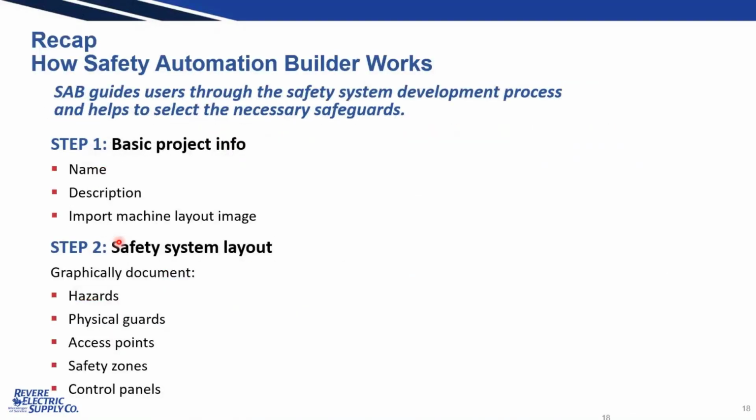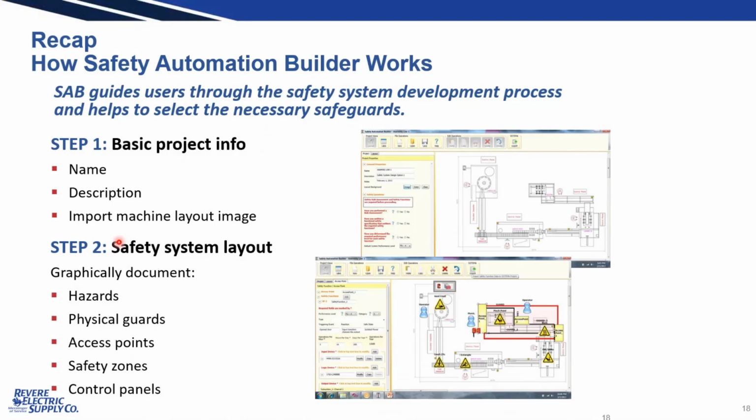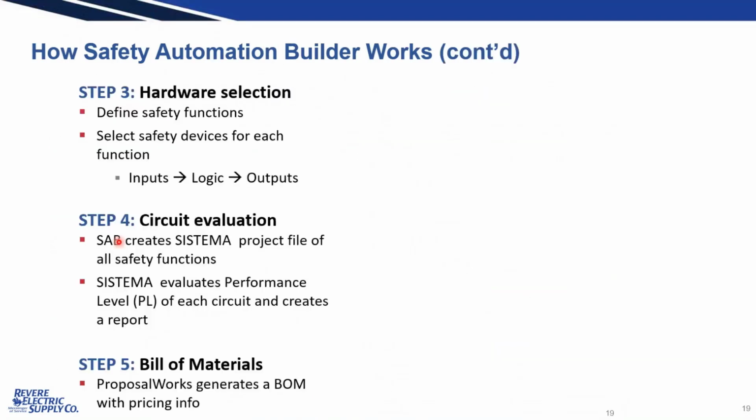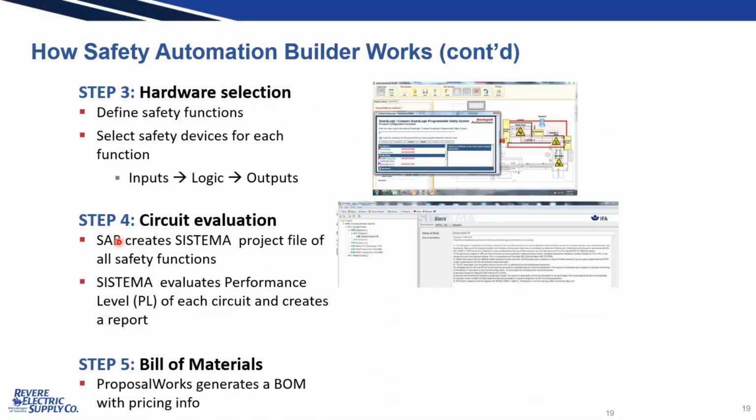So this is just a real quick recap of how Automation Builder works. In step one, you get a basic project info, name, description, import your machine layout. Then you'll do your system layout with hazards, guards, access points, safety zones, and control panels. And then we'll do a hardware selection, defining your safety functions and safety devices for each function.